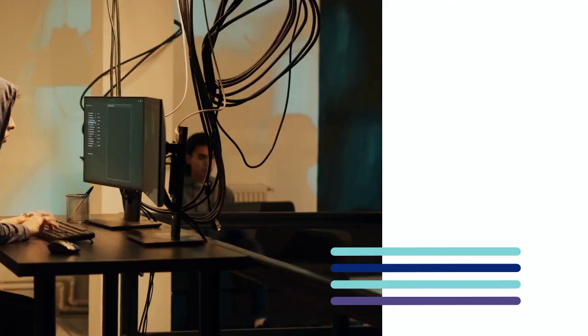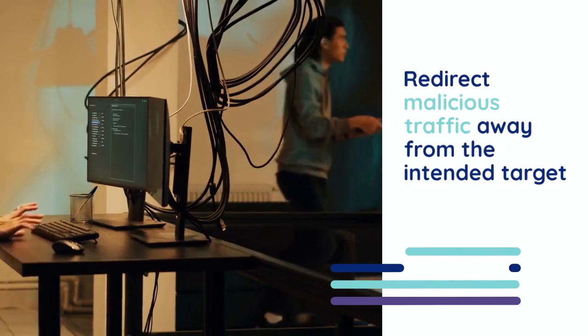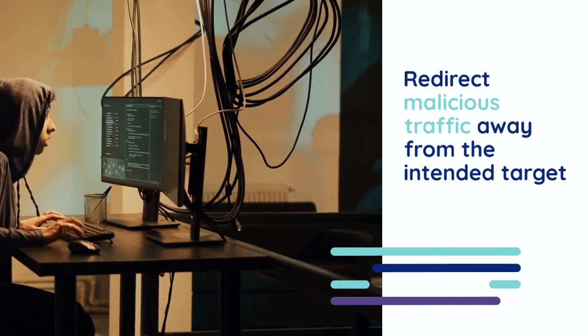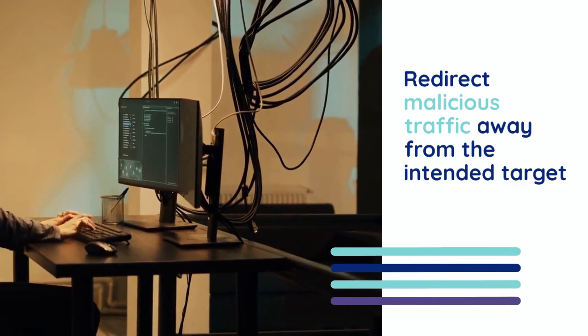Sinkholing services. What are sinkholing services? Sinkholing is a defensive technique employed to redirect malicious traffic away from the intended target and toward a secure location, often a controlled server known as a sinkhole.